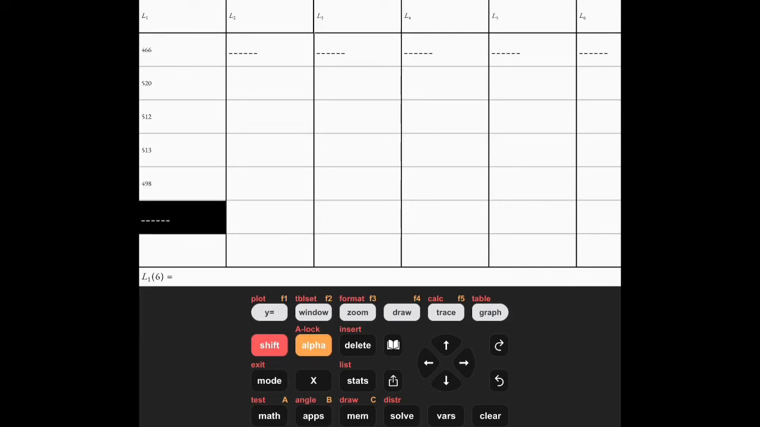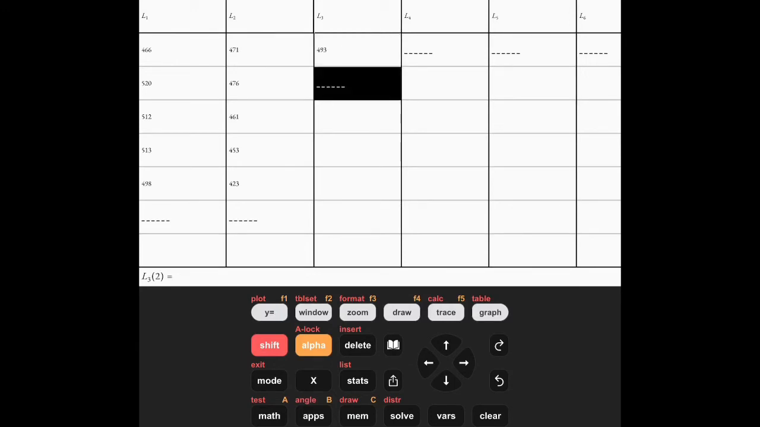And while you're on this same screen, you might as well enter in all the other polar bear weights into the other lists. So sample B will be in list 2: 471, then 476, 461, 453, and 423. And then list 3, that would be sample C. So the first polar bear weight in sample C is 493, and then 482, 431, 450, and 452.